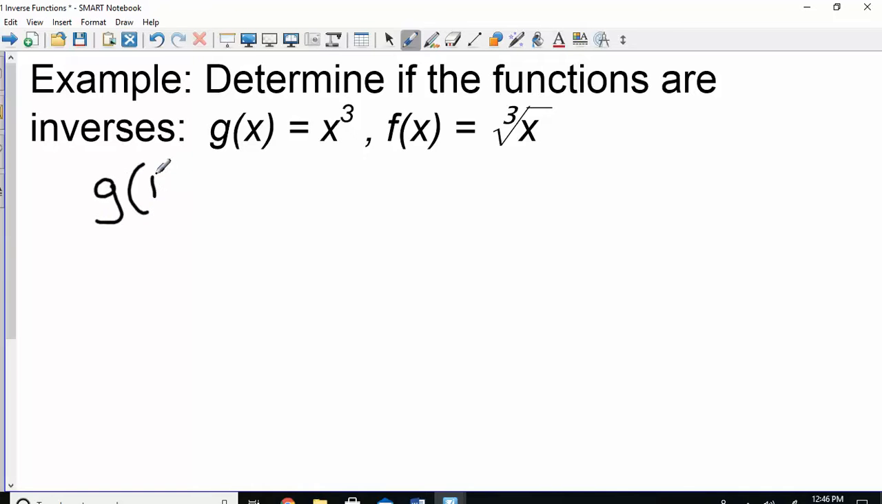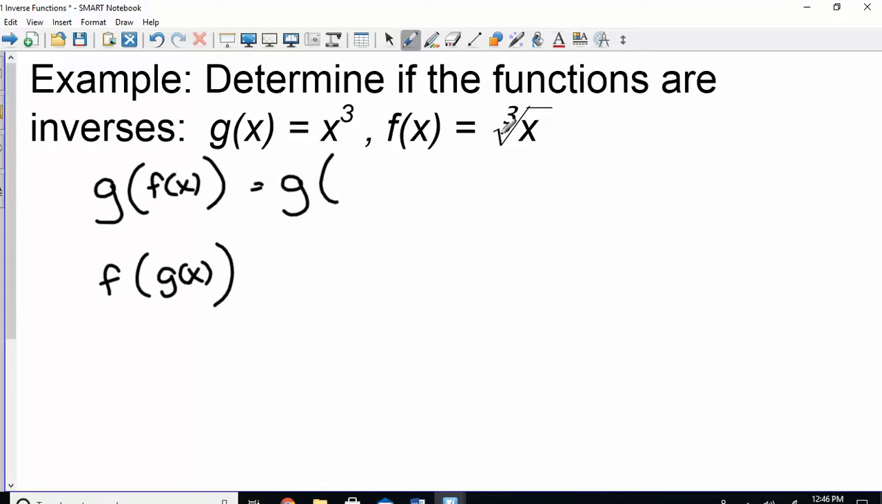So we would have to find G composed with F, and we will need F composed with G. It's not enough to check one, you have to check both every time. So G composed with F. Remember, when you do compositions, you start on the inside. And I'm going to take that and plug it into G. So G is whatever you put in cubed. So that would be the cube root of x cubed. And what does that give us? X. So far so good.